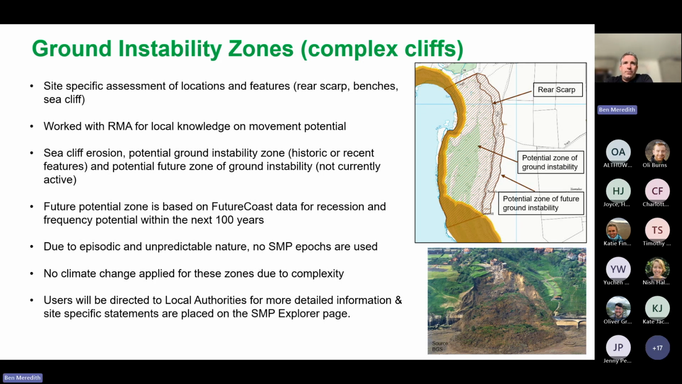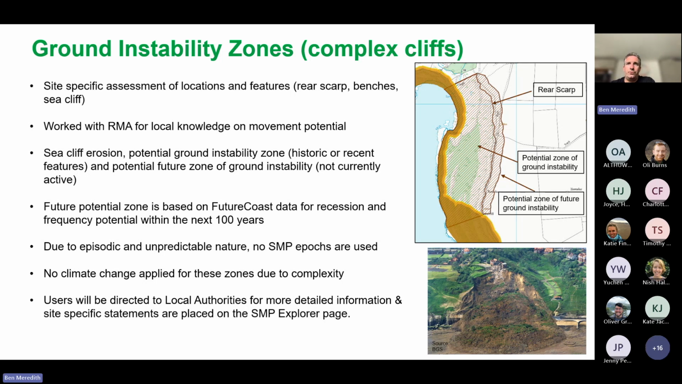So we re-evaluated these features, recording rear scarp, bench, sea cliff positions, and worked with local authorities to assess movement potentials. We have the standard NSERM erosion scenarios presented at the cliff base, but we now also display a potential ground instability zone between the sea cliff and the rear scarp to show the area which has been previously activated, either historically or recently. And we also show a potential zone of future ground instability.